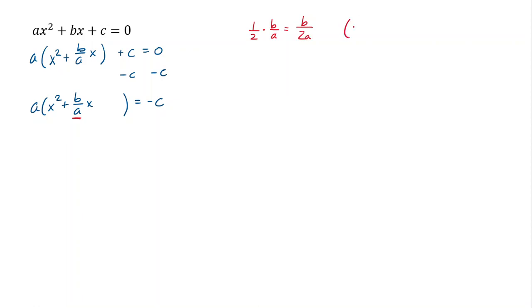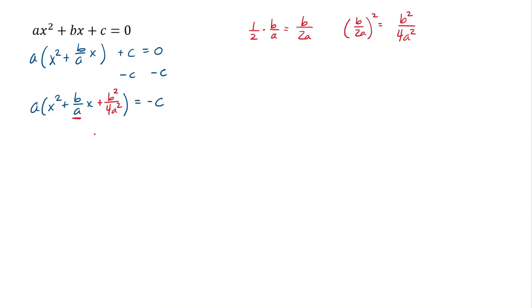And then if we square that, we get b squared over 4a squared. So that's what we want to add inside here in order to make this a perfect square. Now, I can't just add that in without affecting the entire equation. I need to keep this equation balanced, and because I just added this on the left side, I need to also add it on the right side of the equal sign.